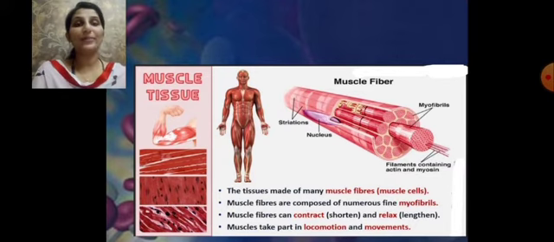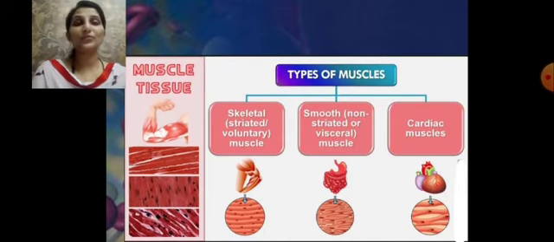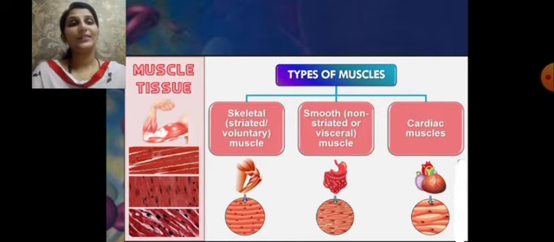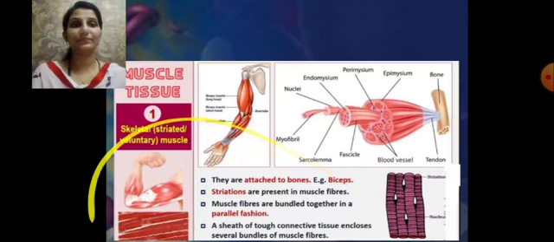And these myofibrils have the ability to undergo contraction and relaxation. Thus, due to this contraction and relaxation, the muscles play a very important role in locomotion and movement. There are three types of muscular tissue. The skeletal muscular tissue, which is called striated or voluntary muscles. The second type is the smooth or non-striated or visceral muscles. And the third type is the cardiac muscles.